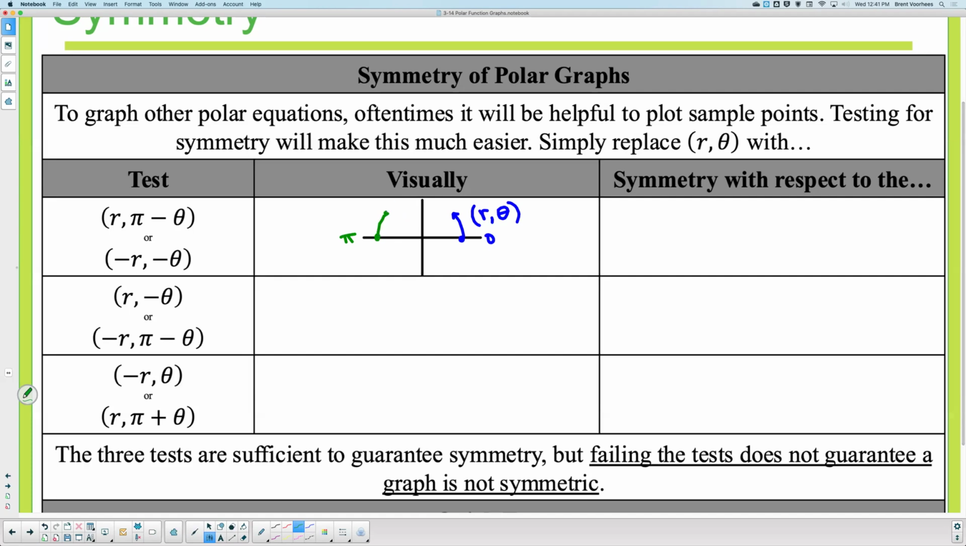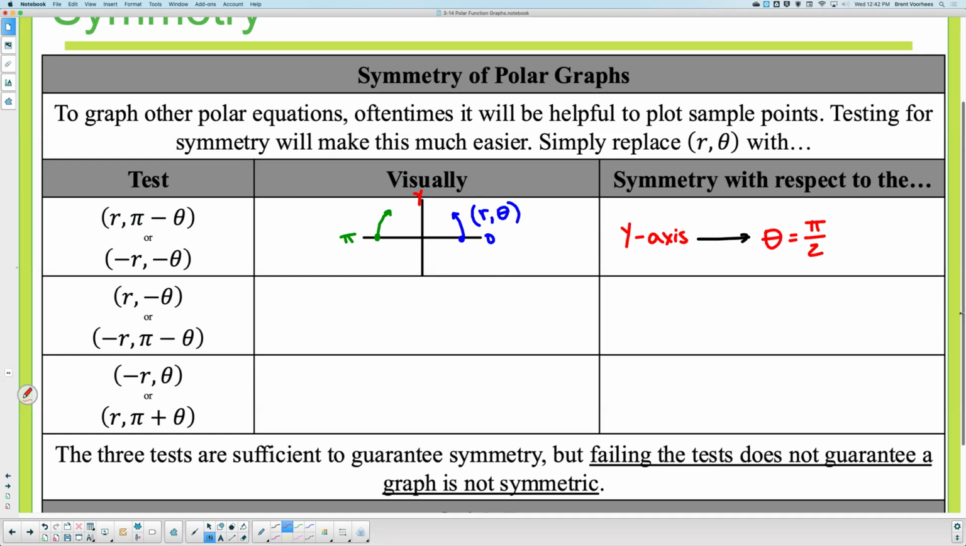What type of symmetry is this? Is it symmetry with regard to the x-axis, y-axis, or the origin? This is the y-axis. If this case is true, you have symmetry with regard to the y-axis. And in polar terms, they don't call it symmetry with respect to the y-axis. They would give it by the theta. Y is the same thing as a theta of how much? Pi over 2. Theta equals pi over 2.